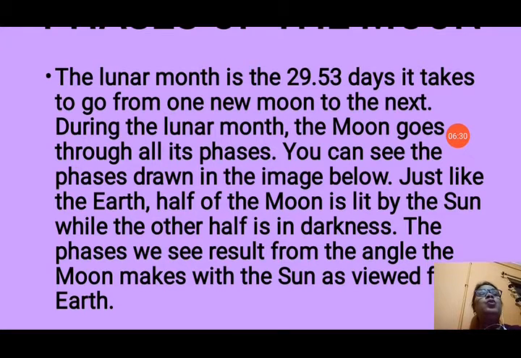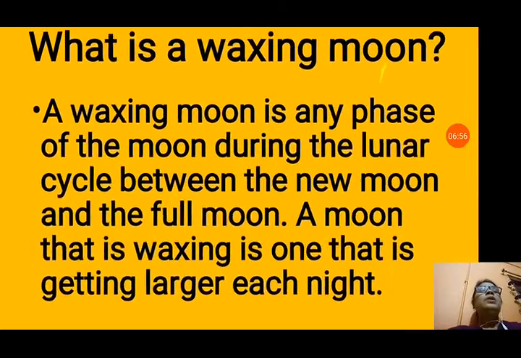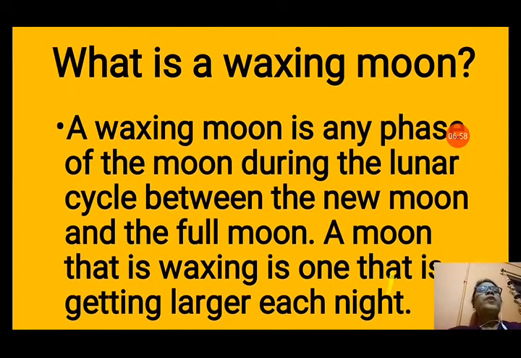But on the moon also, like earth, half of the moon is lit by the sun while the other half is in darkness. The phases we see result from the angle the moon makes with the sun as viewed from earth. So the moon also makes an angle with the sun. That's why we see the result.